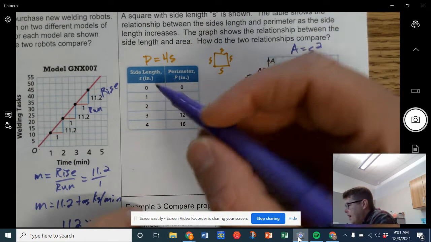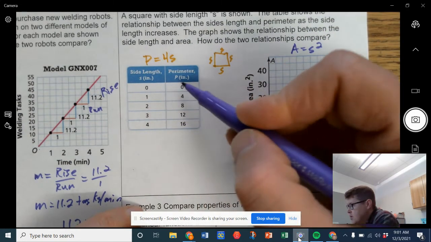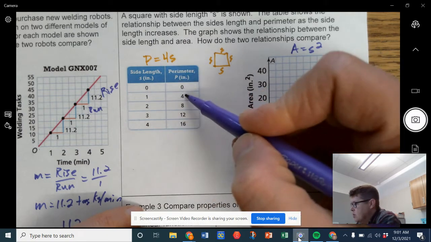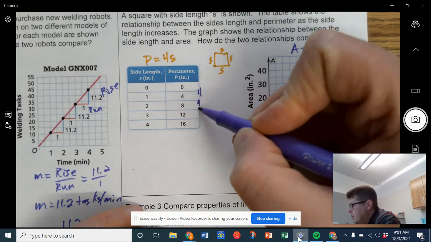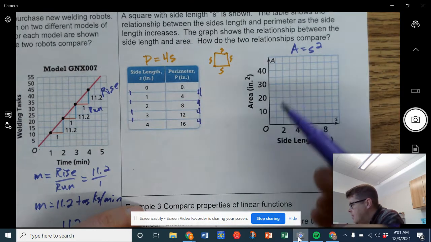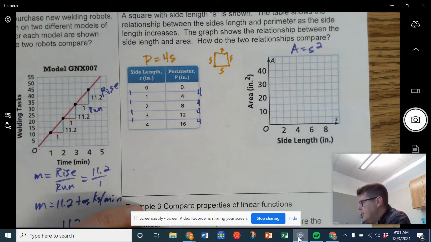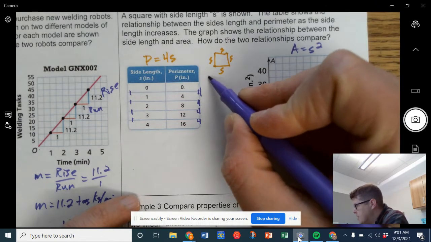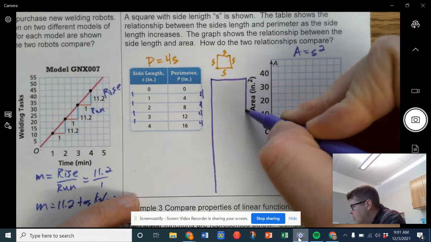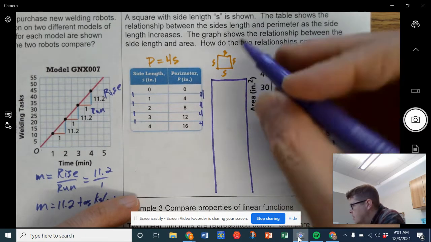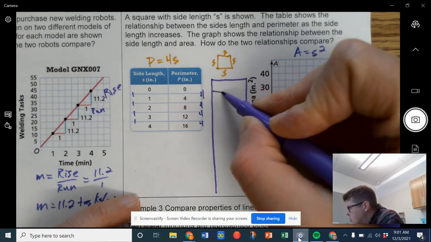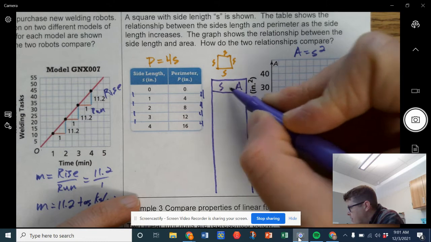And so as our side length increases, your perimeter increases, right? So when you have a side length of 0, perimeter is 0, and it just goes up by 4 each time as these go up by 1. Okay? And now I'm going to make a very tall, skinny table for the area. So this is side length versus area.